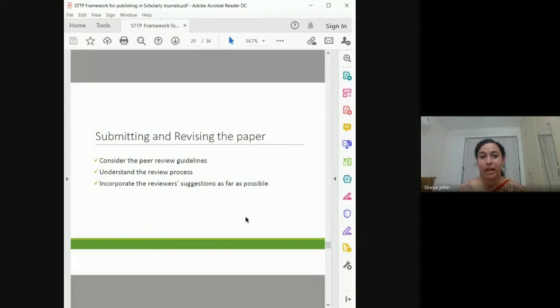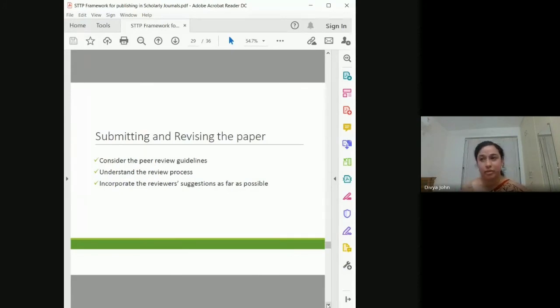Consider the peer review criteria, like most journals will have. So you can go check the peer review guidelines and see whether your paper adheres to them. Okay, once you get the paper peer reviewed, there's always an ego hurt over there. Instead of that, try to incorporate the reviewer's suggestions as much as possible into your paper.